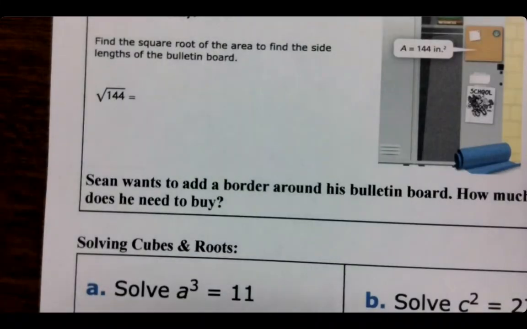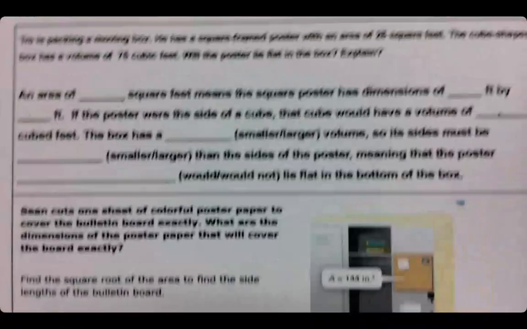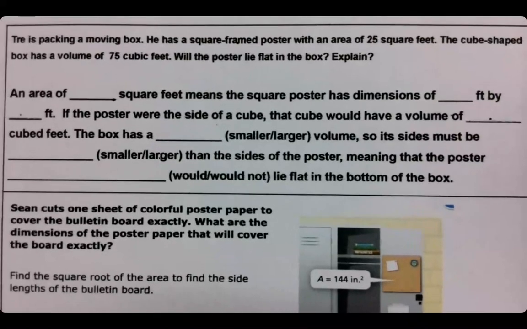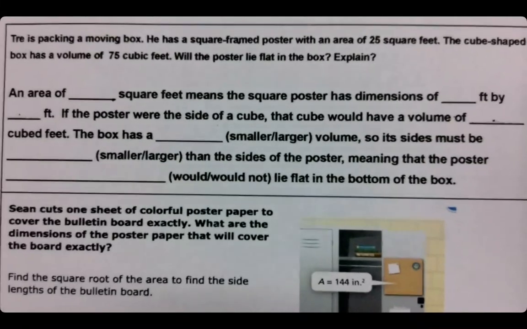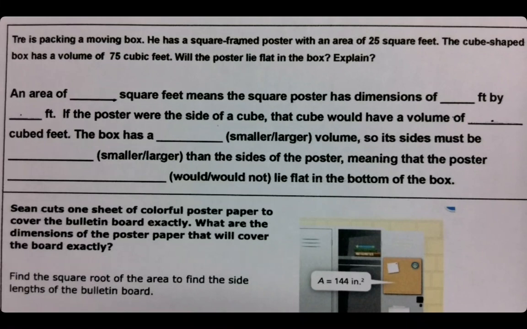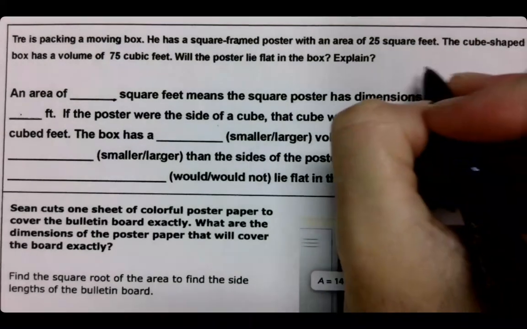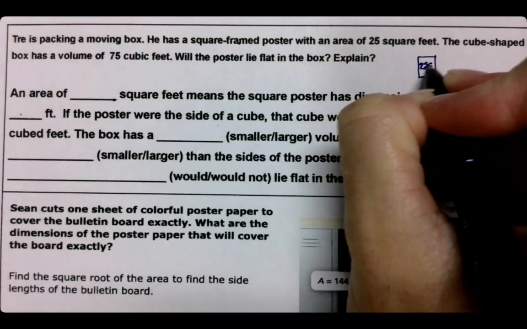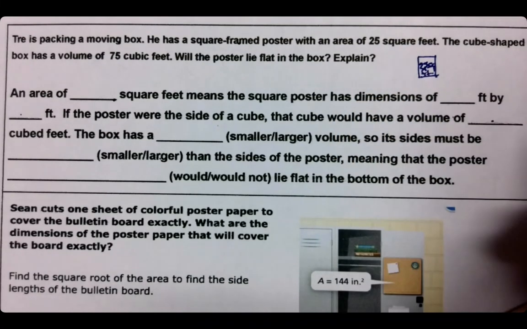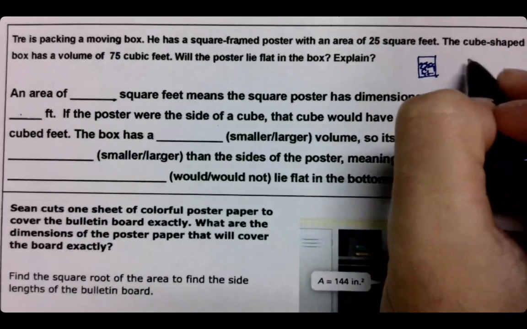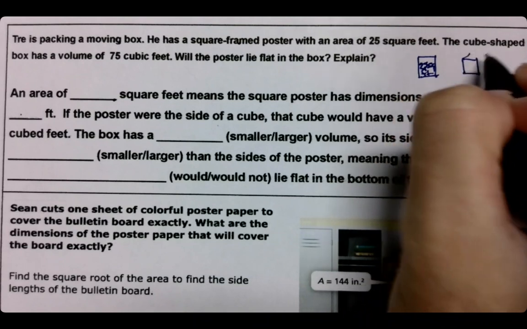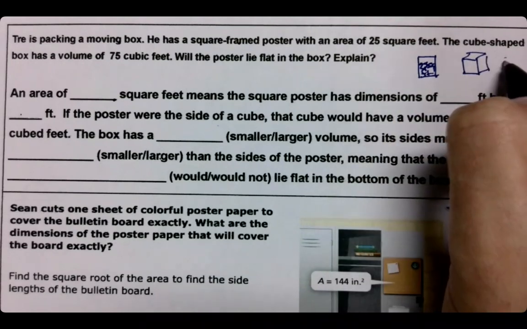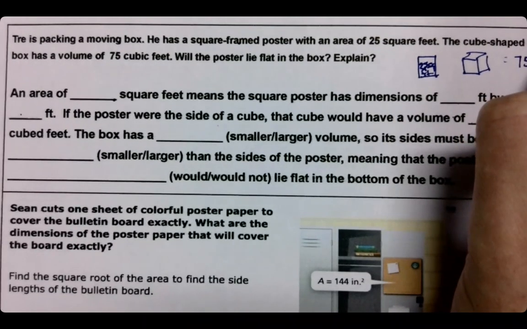Okay? So now we are going to look at some word problems. We'll try to get through the first one before the time runs out. So Trey is packing a moving box. He has a square framed poster with an area of 25 square feet. So I have a square framed poster that is 25 square feet. Then I have a cubed shaped box whose volume is 75 cubic feet.